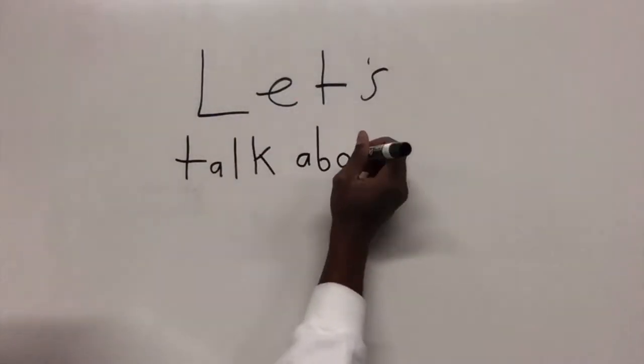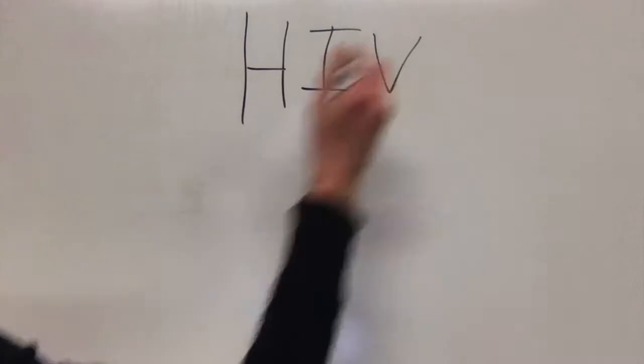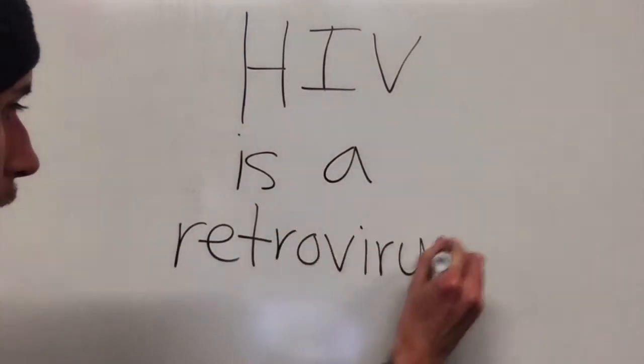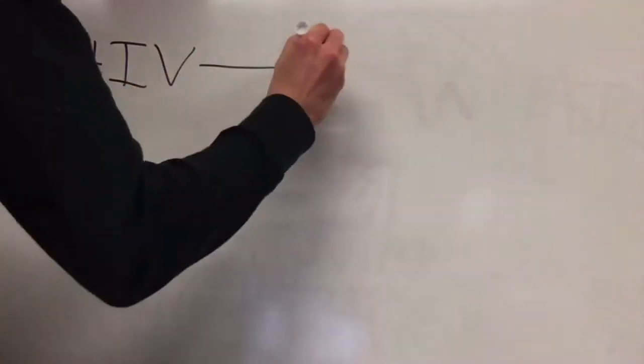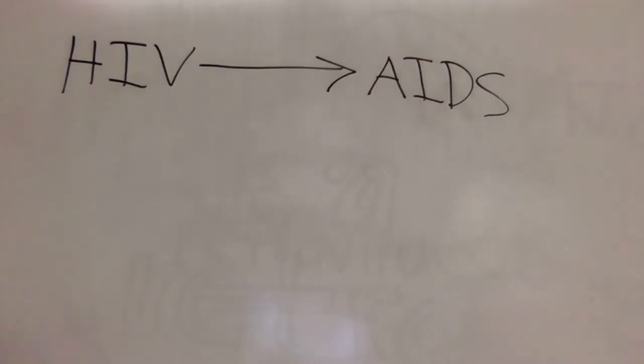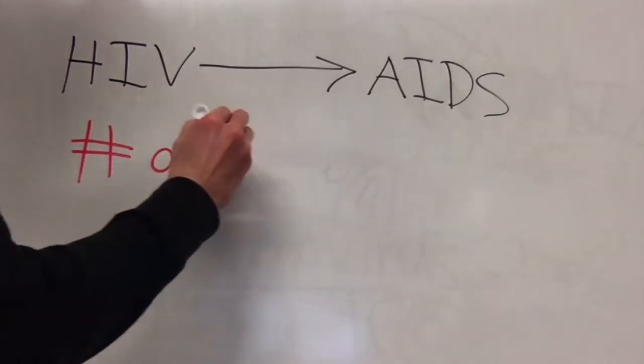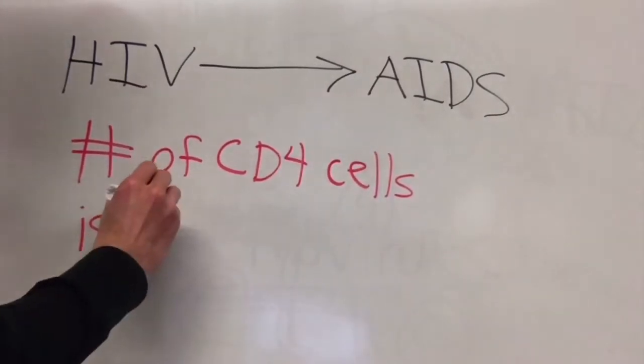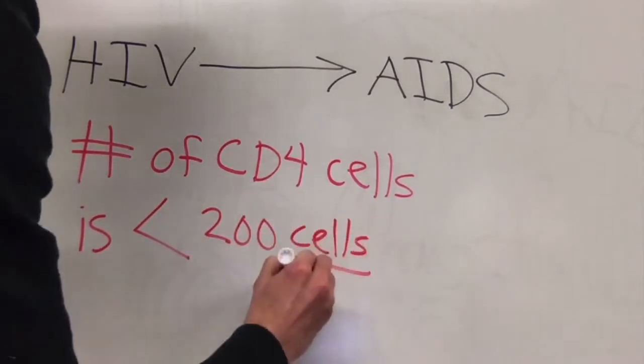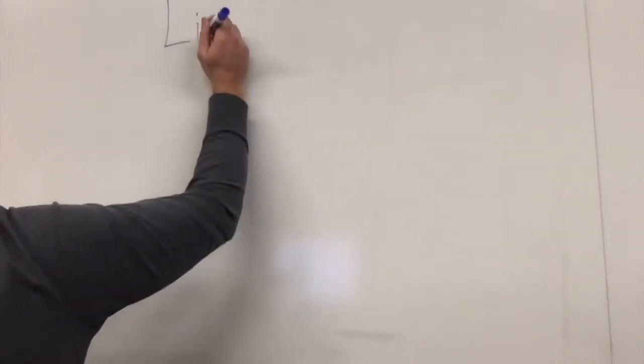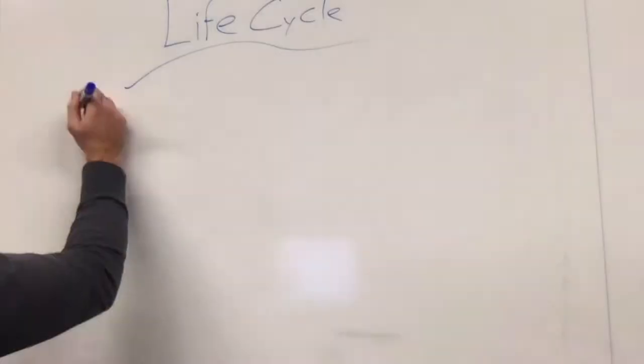Let's talk about HIV. HIV is a retrovirus that attacks the body's immune system. Eventually, HIV will progress to AIDS. This happens once the body's number of CD4 cells falls below 200 cells per cubic millimeter of blood. There are 6 steps in the life cycle of HIV.